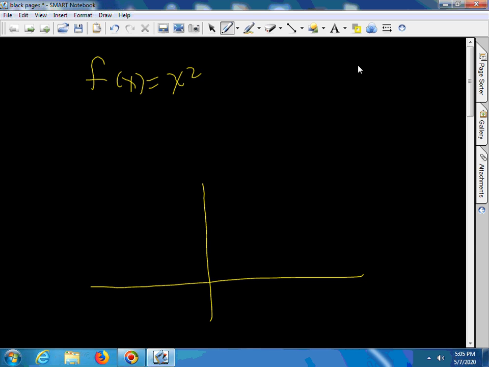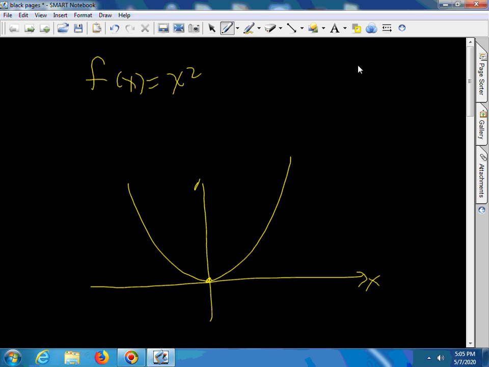We're going to talk about why the limit of the difference quotient is the appropriate formula for the derivative. Remember, the derivative is the slope of the tangent line at some point. For example, if f of x is equal to x squared, that means f of x looks like this.